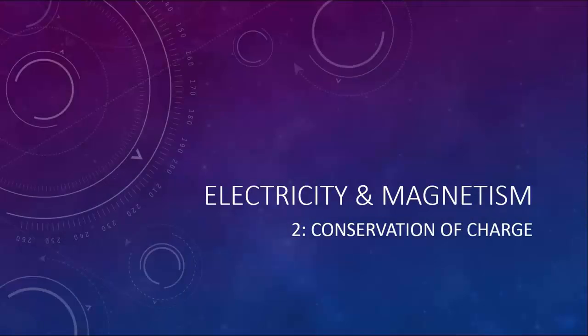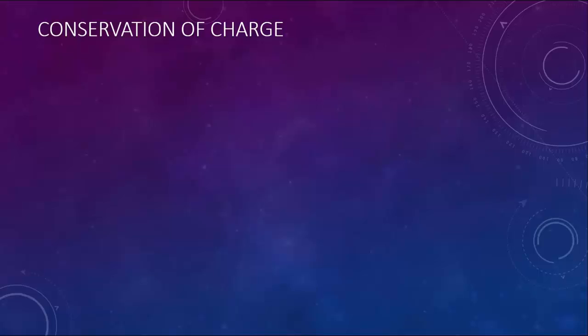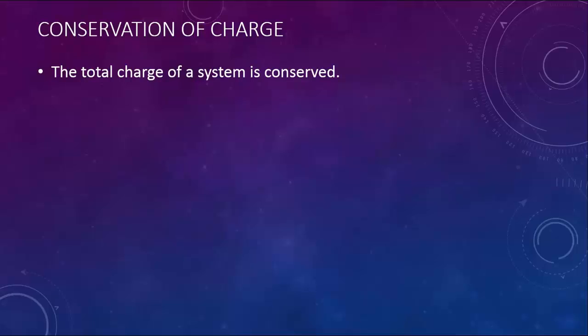This lesson is about conservation of charge. Conservation of charge is the idea that the total charge of a system is conserved. And remember, a system is just a group of objects and their interactions. This is similar to conservation of energy and conservation of momentum. I think this conservation law is the most intuitive.